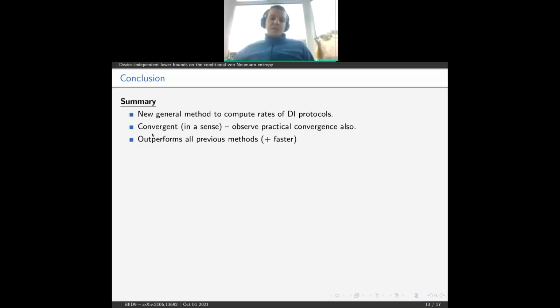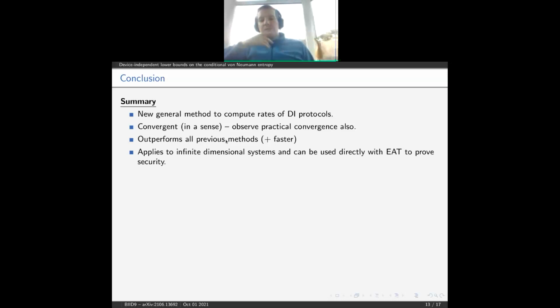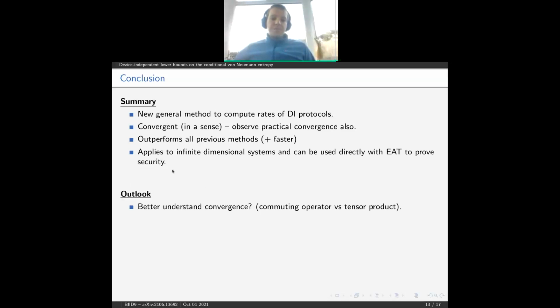We saw that when we compared it with the other numerical techniques, we found that it improved over those. One can also show that one can implement it in a way that ends up being faster than these previous methods as well. And importantly, it also applies when the systems are infinite dimensional. One thing that I think is important to mention is that it can be used directly with security proof techniques, for example, the entropy accumulation theorem, in order to prove the security of these protocols as well.